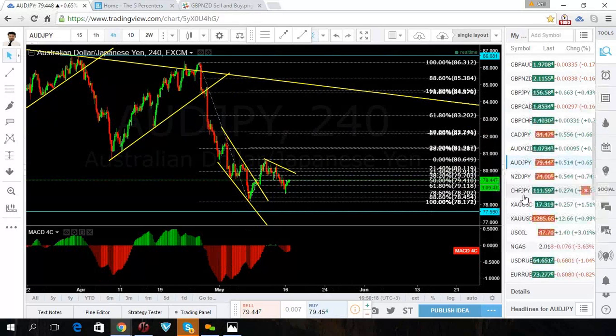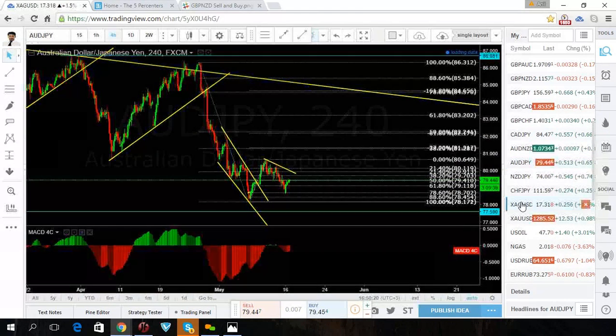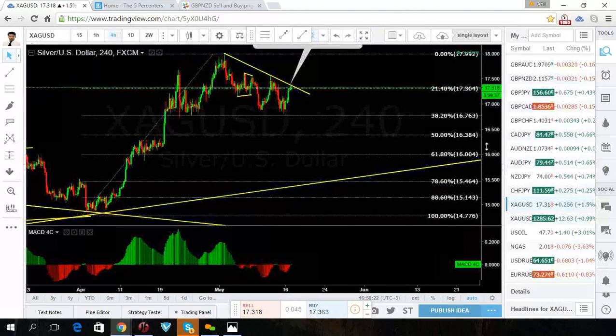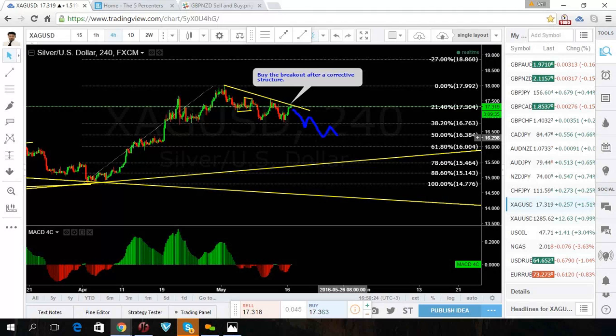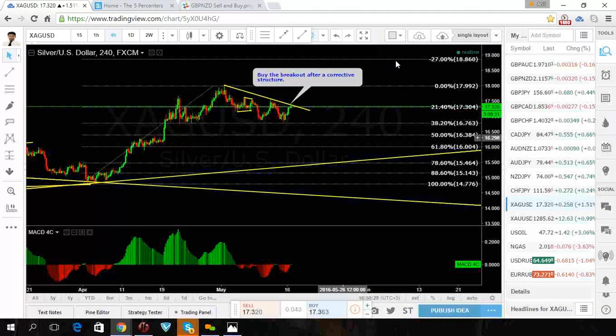Okay, I think silver is what most people are interested in. We're looking for a buy. If they break, or if they don't, they will come back some more here, and we're still looking for a buy. Right? Remember, I said silver is a buy.